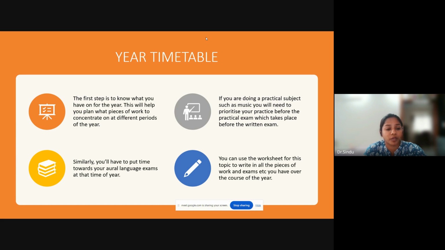Similarly, you have to put time towards your language exams at the time of the year. You can use worksheets for your students. You can use any kind of modules for your students or to conduct some assignments. That also gives an overall year timetable.